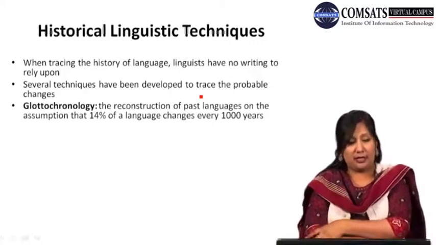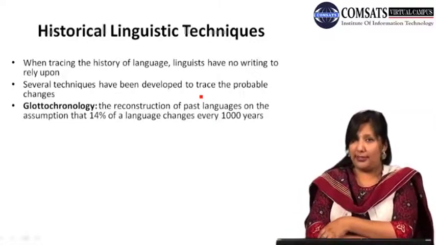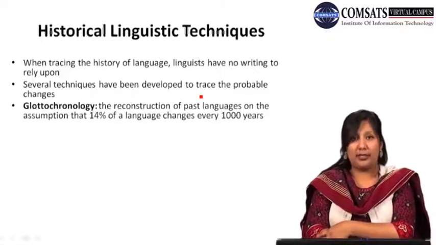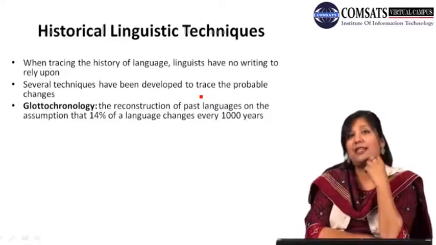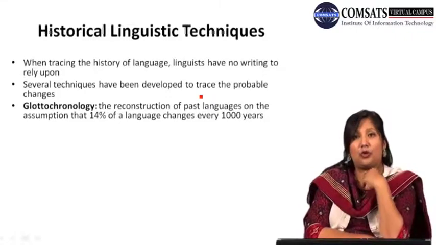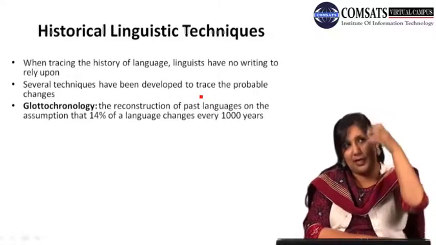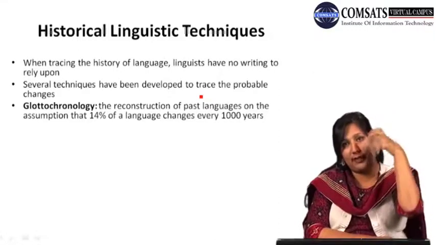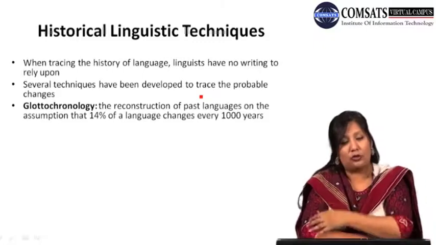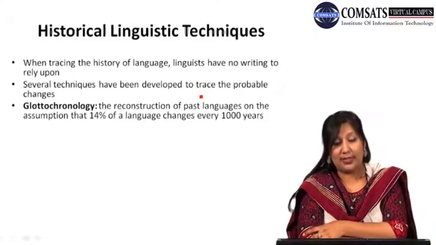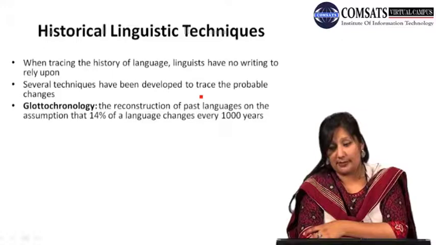Look at the first technique, glottochronology. Look at the word. Glotto is related to glottis. Chronology is related to history, the study of the events of history. Glottochronology: the reconstruction of past languages on the assumption that 14% of a language changes every 1,000 years.